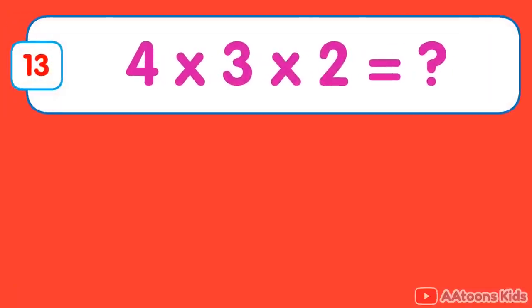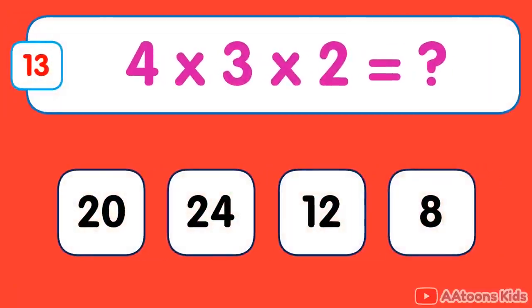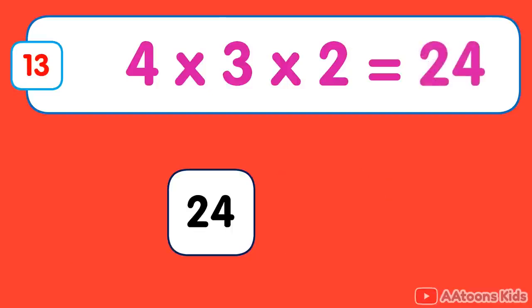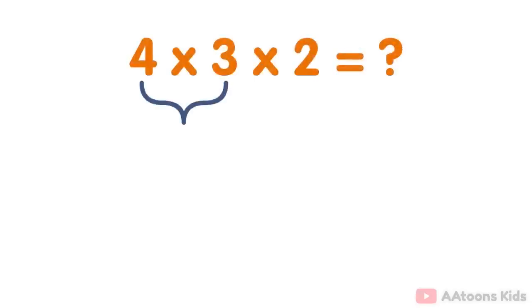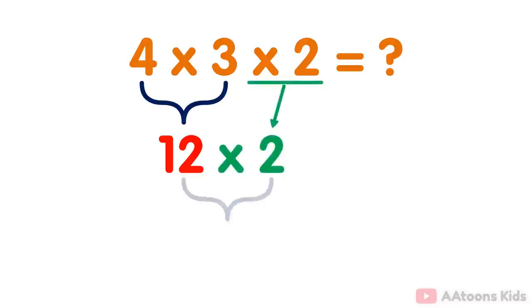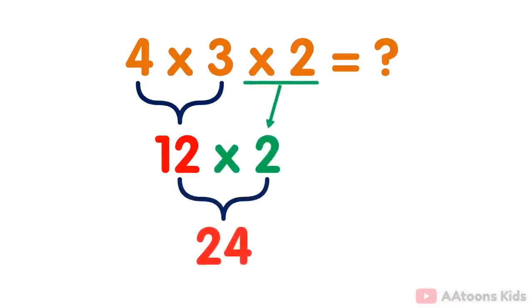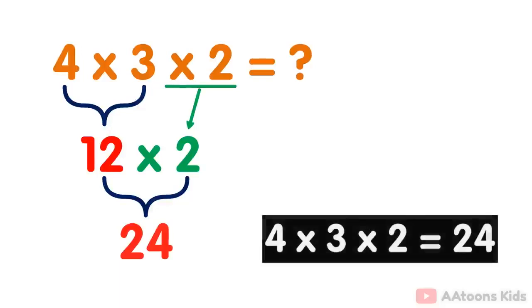4 multiplied by 3 multiplied by 2. 24. Simply multiply the numbers 4 and 3, which equals 12. Then you multiply the result 12 by 2. You will get 24. Therefore, the answer to 4 multiplied by 3 multiplied by 2 is 24.